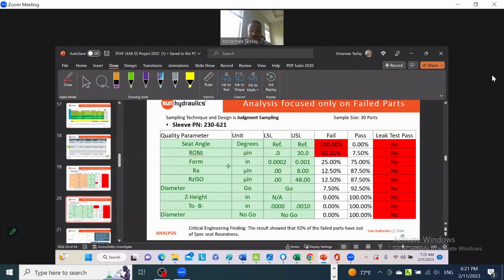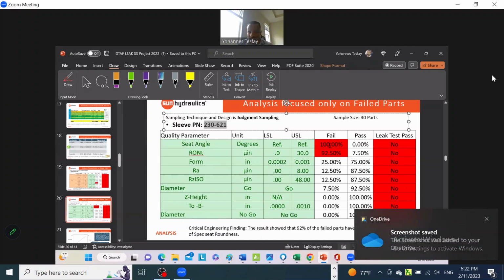Next. And here on a poppet, like the sleeve, as you see, seat angle, those two failed.